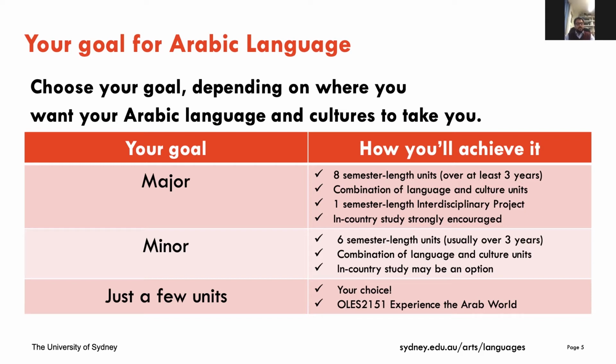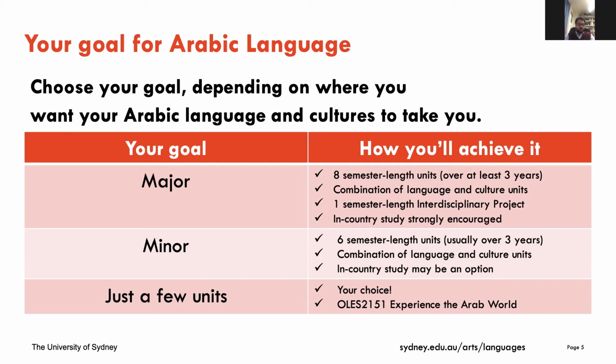These units are designed for students with little or no prior knowledge of Arabic, to teach them how to communicate in both formal Arabic and colloquial. We teach Modern Standard Arabic and two dialects, Egyptian and Levantine. I mean, Syrian or Lebanese dialects. These two units are designed to build the students' communicative skills in formal and colloquial Arabic through listening, speaking, reading, and writing activities in and outside of class.